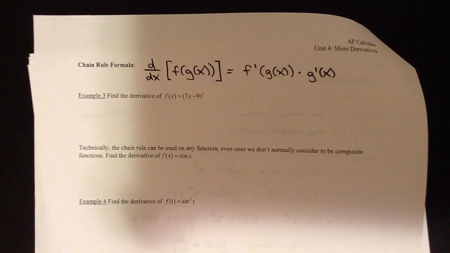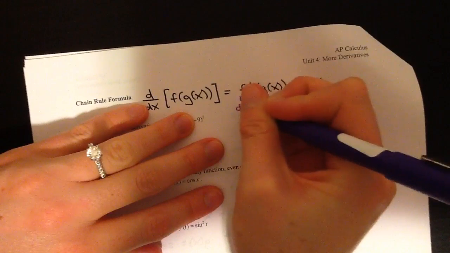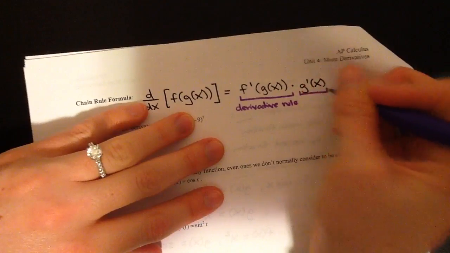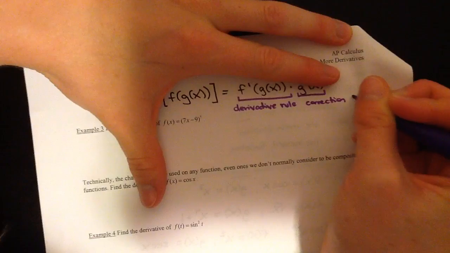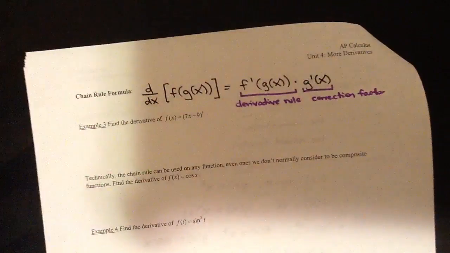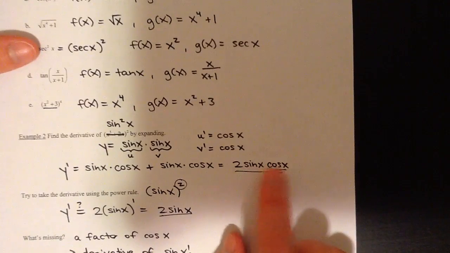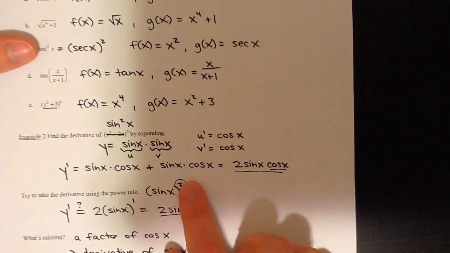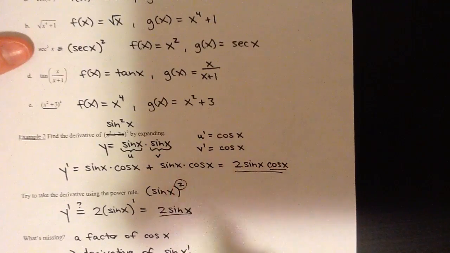So let's write out some pieces here. This part we are going to refer to as the derivative rule. And this part right here is the correction factor. All right, so the derivative rule and the correction factor. If we look back at that previous page, here's my derivative. This is what the derivative is supposed to be. Here's the derivative rule, by which I mean taking the derivative of the outside function. The derivative of x squared is 2x, so that's where the 2 sine comes from. And then times the correction factor, which is the derivative of the inside function.